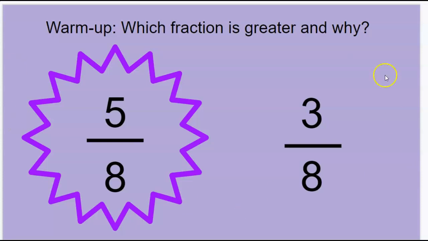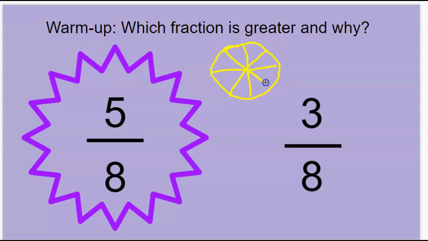Now, one of the ways that we can say we know this fraction is greater is because they have the same denominator, or the same bottom number. If they have the same bottom number, that means if it was like a pizza, they're all the same size of slices. So let me draw you a little picture. It's not going to look great, but we're going to go with it. If I were to draw you a picture of a pizza, it's a little bit wonky. That's okay. And then we do eighths.